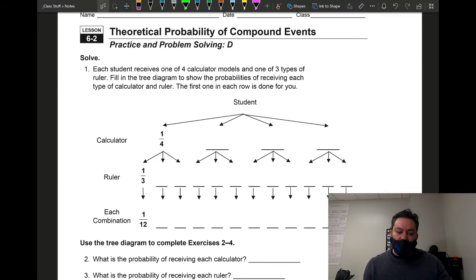Today we're gonna keep on talking about theoretical probability of compound events.